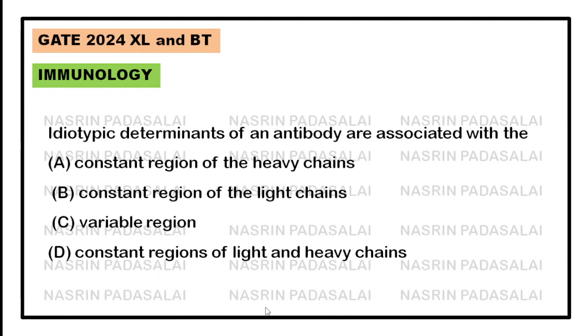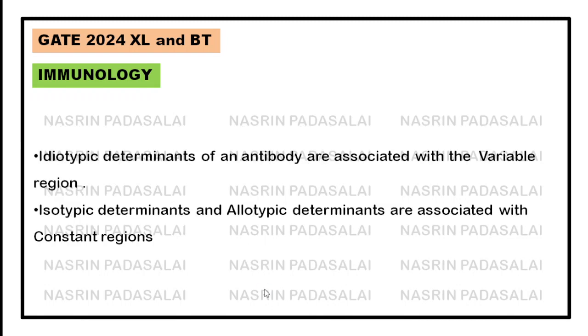First question is: idiotypic determinants of an antibody are associated with. See, idiotypic determinants of an antibody are associated with your variable region. So, for example, the clue word is that idiots will vary from one location to another location. You just have this clue word with you. Whereas your isotypic determinants and your allotypic determinants are associated with the constant region of your antibody.